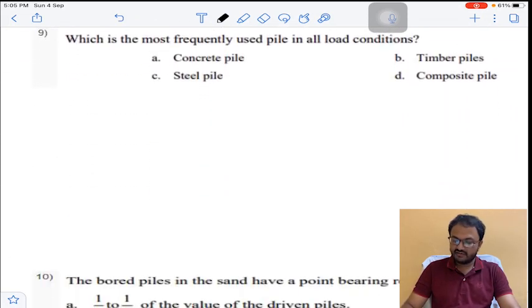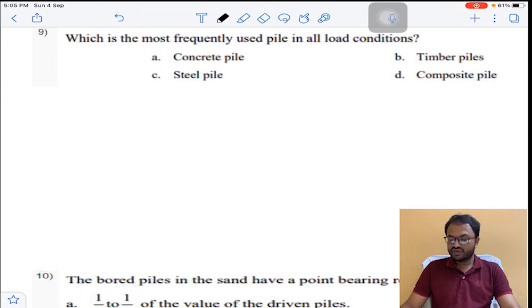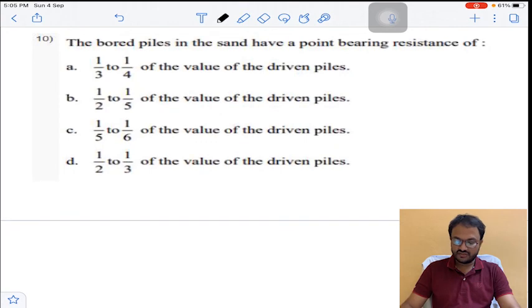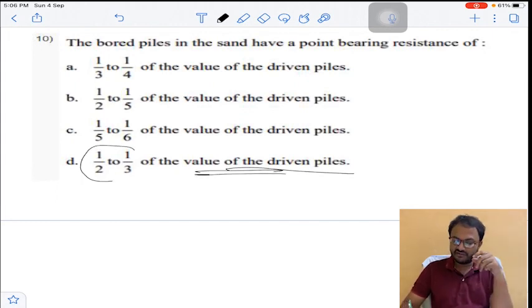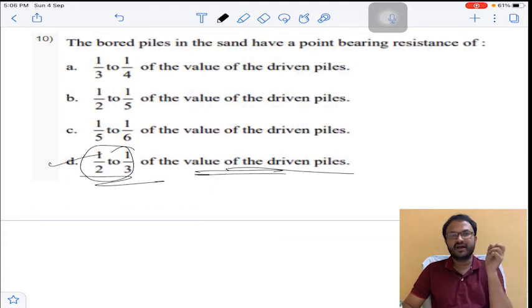Coming to question number 9, which pile is most frequently used in all loading conditions? Generally in all loading conditions, we use concrete pile. Coming to the last question, the bored piles in sand have point bearing resistance compared to driven piles. The point bearing resistance in a bored pile is generally half of the point bearing resistance in driven piles. He has given half to 1/3. So the answer is D for question number 10.